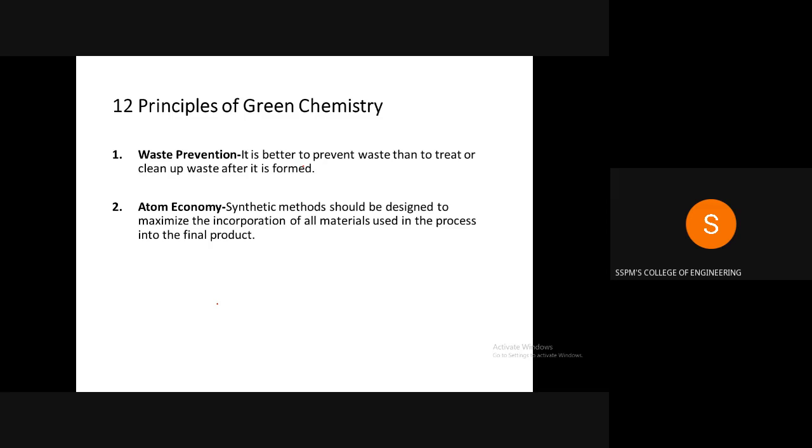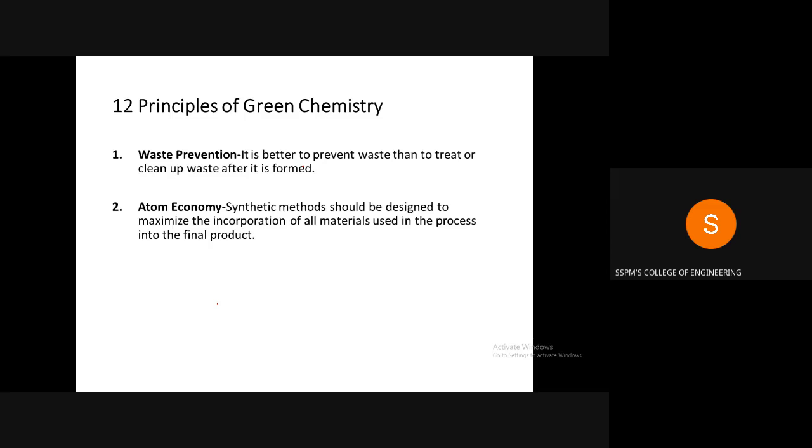Then the second principle is atom economy. It is a very important principle because numericals are asked based on this atom economy principle. Synthetic methods should be designed to maximize the incorporation of all materials used in the process into the final product. So we can use the reactant for the formation of products. If all reactants are converted into the products, that is an economical reaction.